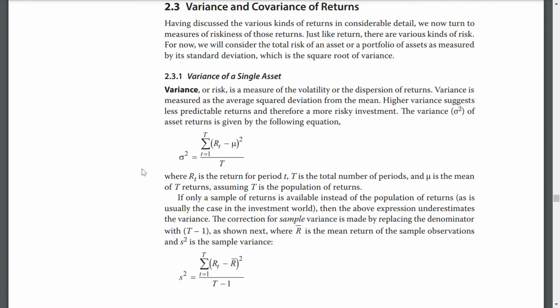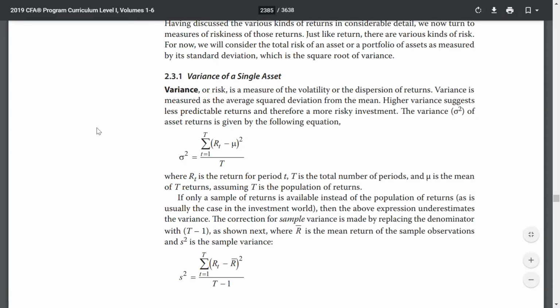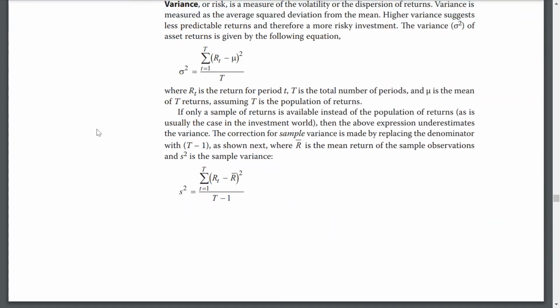The variance, or standard deviation squared, of asset returns is given by the following equation, where R_T is the return for period T, T is the total number of periods, and mu is the mean of the T returns. Assuming T is the population of returns, if only a sample of returns is available instead of the population returns, then the above expression underestimates the variance. The correction of simple variance is made by replacing the denominator with T minus 1 as shown next, where R bar is the mean return of the sample observations and S squared is the sample variance.